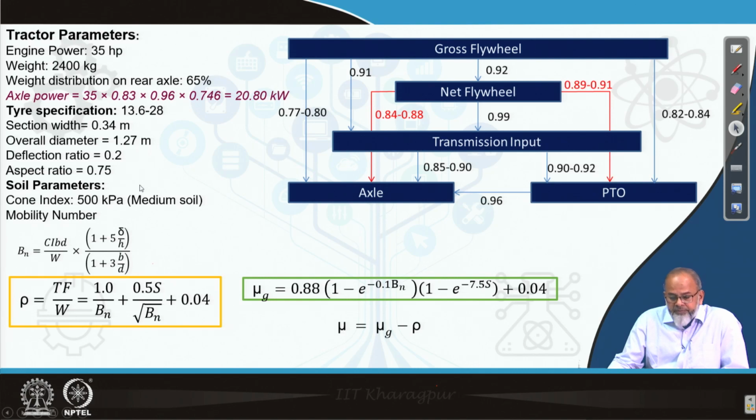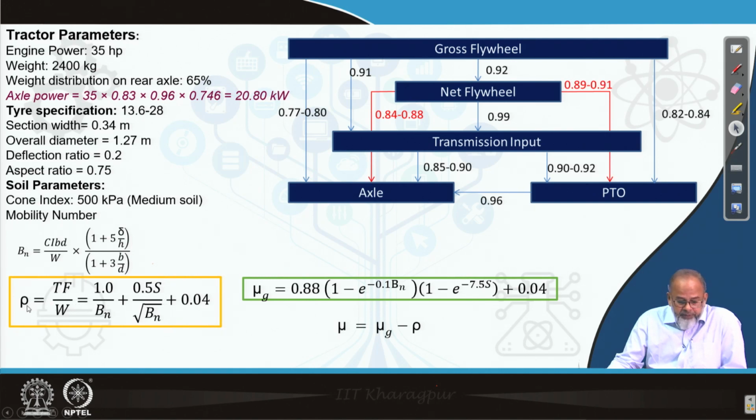So as I said, the main thing is the mobility number. We followed the mobility number developed by Brixius. So Bn is equal to CI b d by W into (1 + 5 delta by h) divided by (1 + 3 b by d). All the equations developed by Brixius are noted down here.